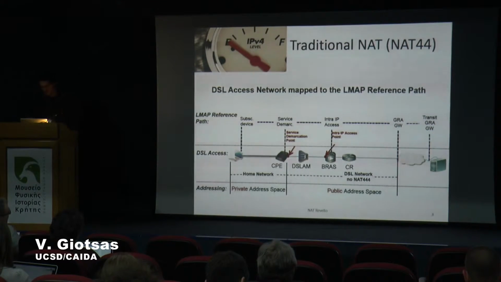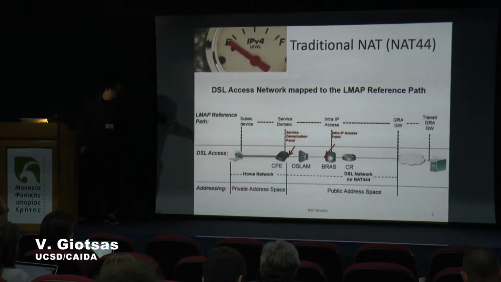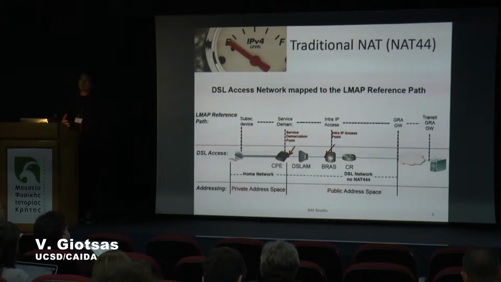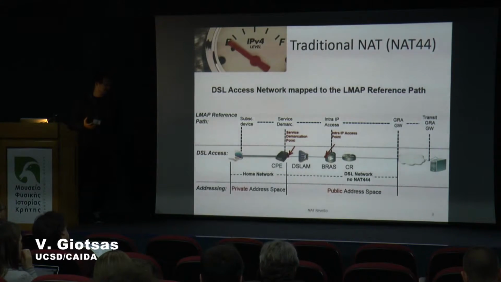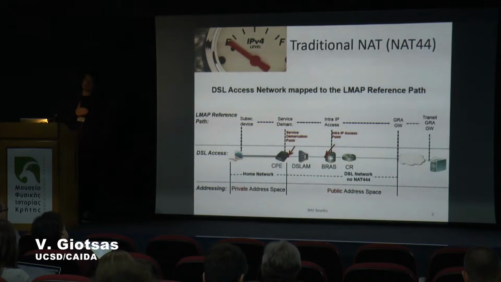Here I will use the reference path defined in the LMAP RFC. So we have the home network where the subscriber devices are connected to the customer premise equipment, which can be, let's say, a home router. And the customer premise equipment is a device that does the NAT function. And the IP-facing interface of this device is called the service demarcation point, after which the ISP-managed services begin.